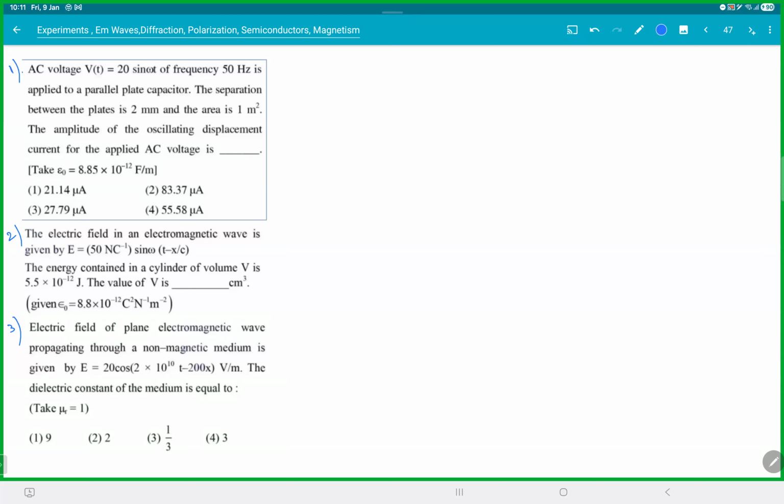Let's see the formula again. What is the displacement current? You can literally use AC circuits and finish it off. So Q is equal to CV. C is equal to A epsilon by D, right? And Q is equal to CV, that is 20 sine omega t. I is equal to dq by dt. And done. That's your displacement current.